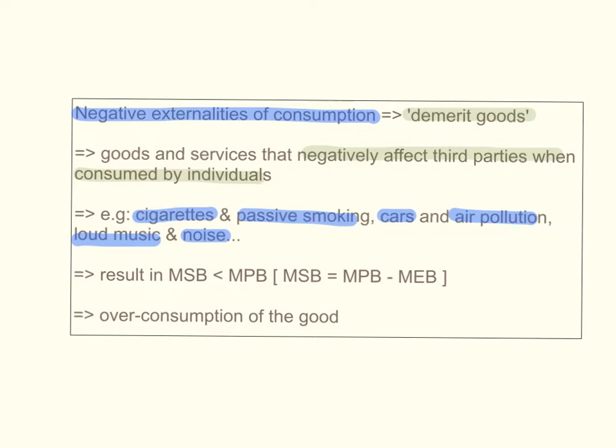In the case of demerit goods, what they result in is that the marginal social benefit, the total benefit to society, ends up being a lot less than the private benefit to the person consuming the product. So marginal social benefit will equal marginal private benefit minus the marginal external benefit, because the benefit here is actually negative. And the problem here is that there's an overconsumption of the good. So it's the opposite of negative externalities of production, where there is an overproduction of the good. Here, the situation is on the consumer side. There's an overconsumption of the good.